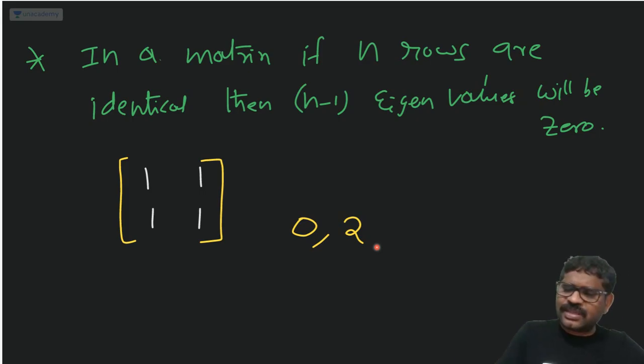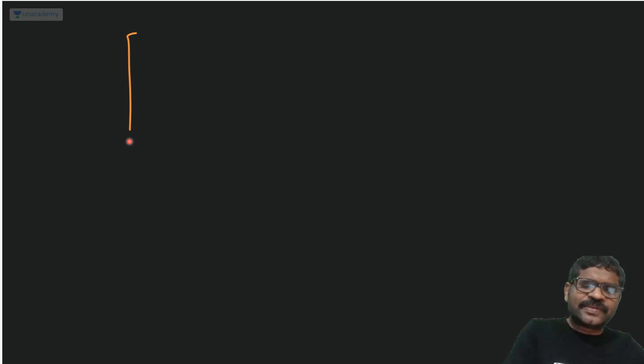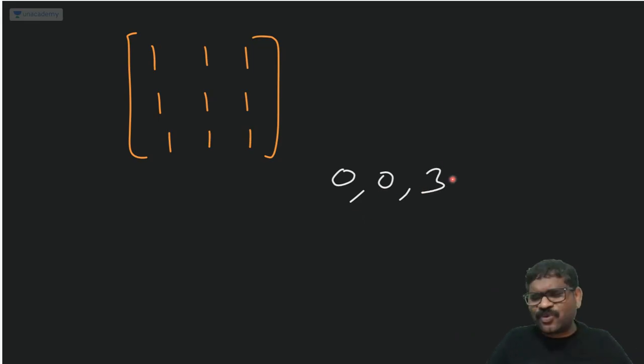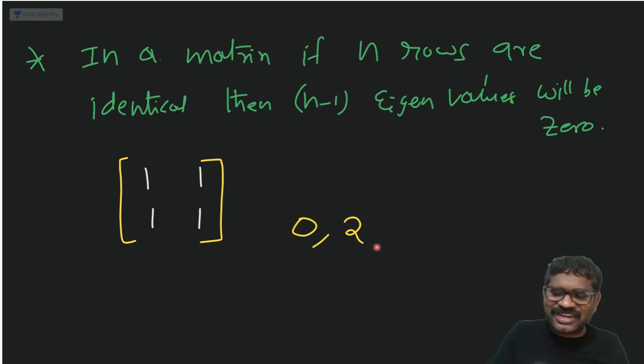Suppose your matrix is 3 cross 3. How many rows are identical? 3 rows are identical. If 3 rows are identical, compulsory 2 eigenvalues are 0. Third eigenvalue will be 3. Sir, how did you get the third eigenvalue? With the help of trace, you can find out. Otherwise, we have one beautiful technique. Observe here.